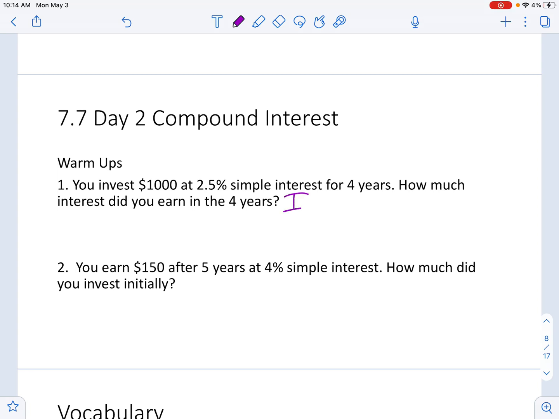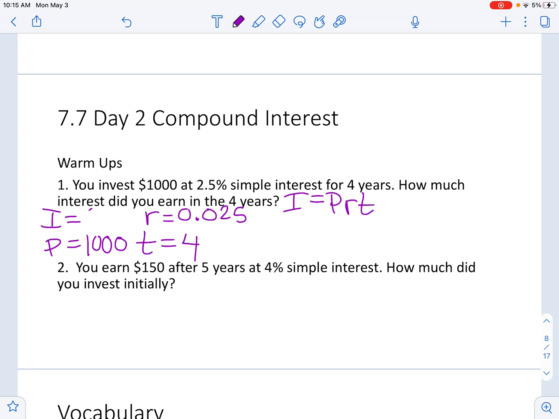So remember, simple interest is I equals PRT, where I is the interest, P is the principal, R is the rate as a decimal, and T is the time in years. So I invested $1,000, that's my principal, my starting amount. The rate is 2.5%, so as a decimal it'd be 0.025. And then for 4 years, how much interest did we earn?